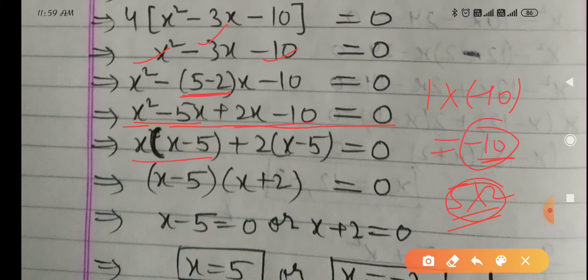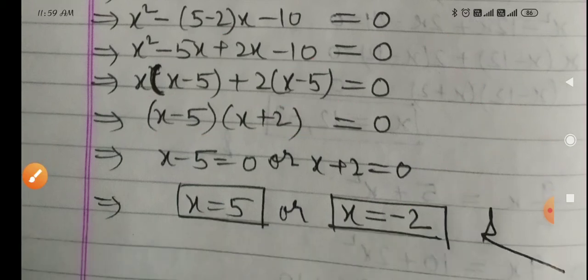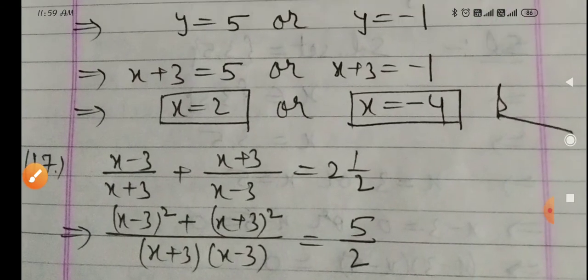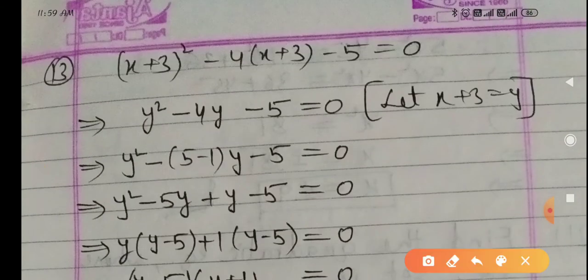In the last two terms, plus 2 is common, so inside the bracket x minus 5 is equal to 0. Then (x minus 5)(x plus 2) is equal to 0. If x minus 5 is equal to 0, then x equals 5. If x plus 2 is equal to 0, x equals minus 2. So this is the final answer. This method you have studied in class 8th and 9th also.